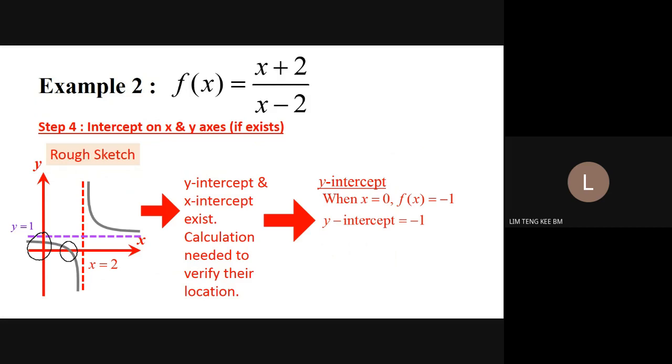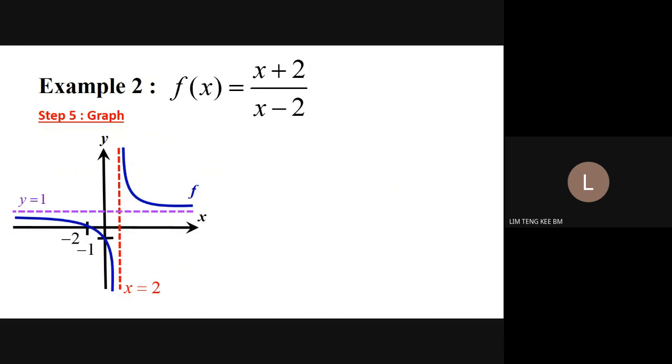So once again, the rough sketch has a mistake, but that's okay. What's important is that the rough sketch tells us whether the y and x intercepts exist or not. If they exist, we calculate to verify further. For the x-intercept, we let f(x) equal 0, or y equals 0. I get x equals -2. Once again, the rough sketch has an error, but that's okay. Making use of the calculated values for the x and y intercepts, we combine with the rest of the information. We have our graph sketch as follows, where this is the correct position of our y and x intercepts.